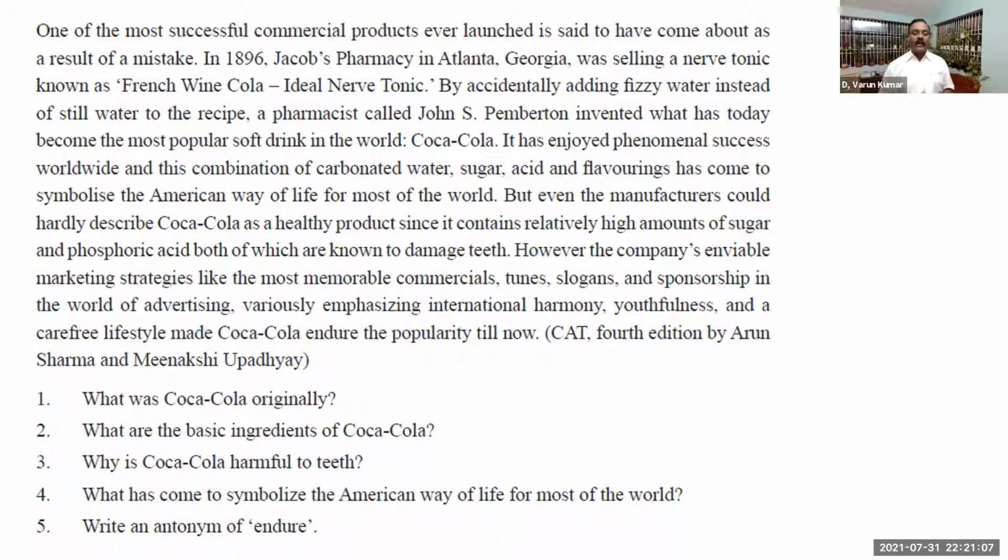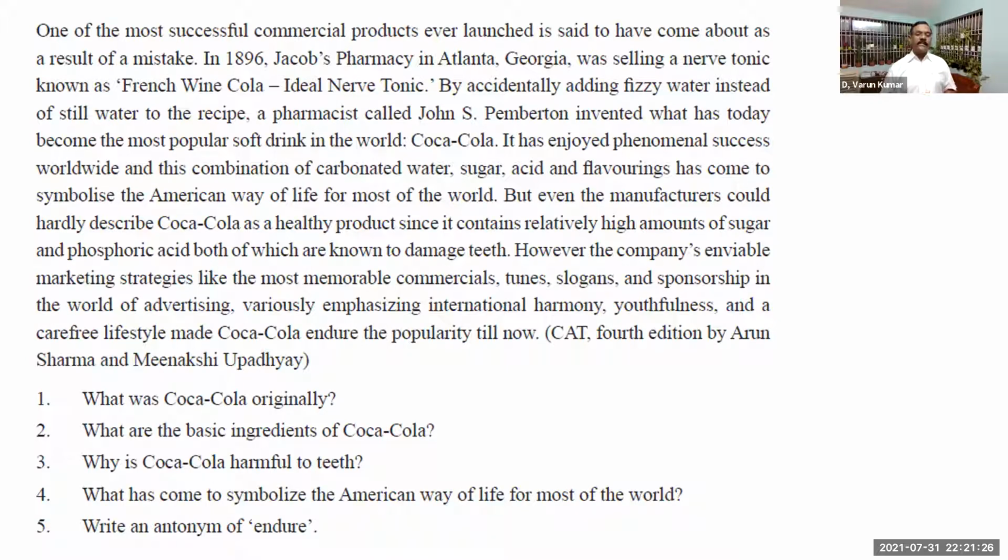What has come to symbolize the American way of life for most of the world? So most of the world is symbolized because of the drink. What is the drink we are talking about here? Coca-Cola. So Coca-Cola is something that symbolizes the American way of life for most of the world.